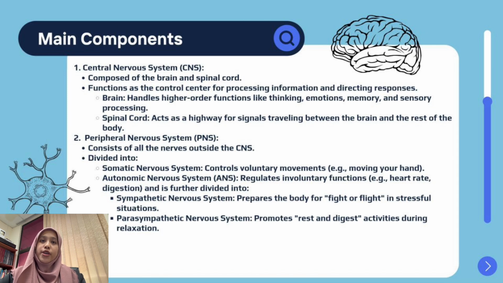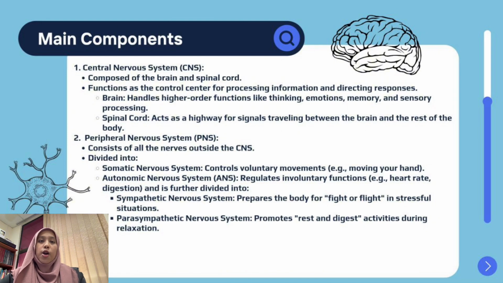Next is the peripheral nervous system. The peripheral nervous system is made up of nerves that connect the central nervous system to the rest of the body. It is divided into the somatic nervous system, which controls voluntary movements, and the autonomic nervous system, which handles involuntary functions like heart rate and digestion. Within the autonomic nervous system, 2 subsystems play opposite roles. The sympathetic nervous system prepares the body for fight or flight, increasing alertness and energy, while the parasympathetic nervous system promotes rest and digest, helping the body relax and conserve energy.